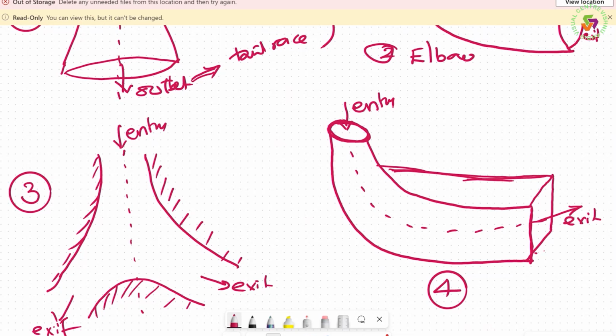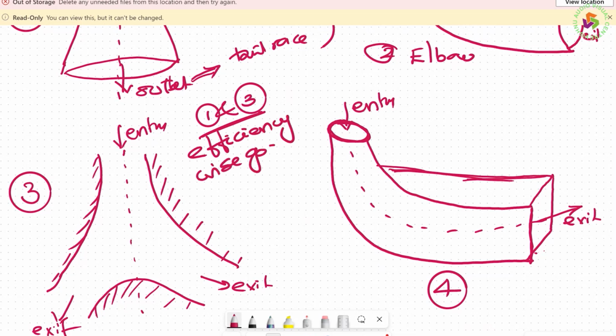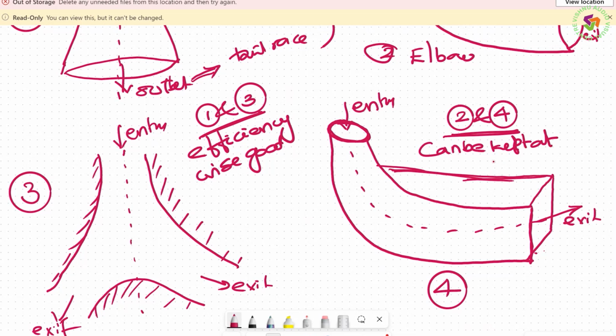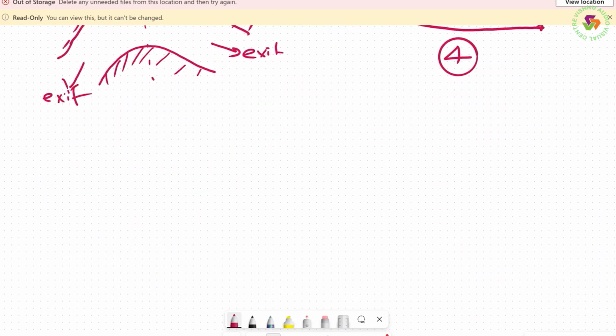Generally, if you take it, this conical and Moody, so 1 and 3 are basically efficiency wise good. Efficiency wise good, right? And whereas 2 and 4 can be kept at low space. So where space restrictions are there, we go for 2 and 4. Otherwise, we go for 1 and 3. Kindly remember that. Only requirement of space will be less, right? In the case of 2 and 4.